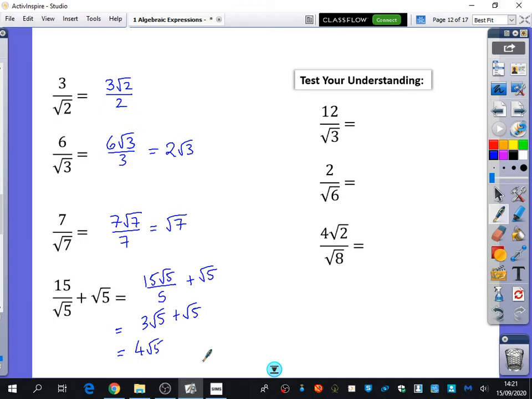Yeah, no, so 2 root 2. Okay, probably about 30 seconds more here.